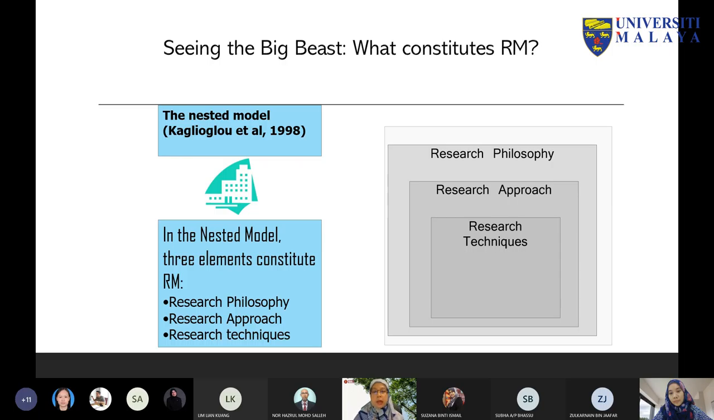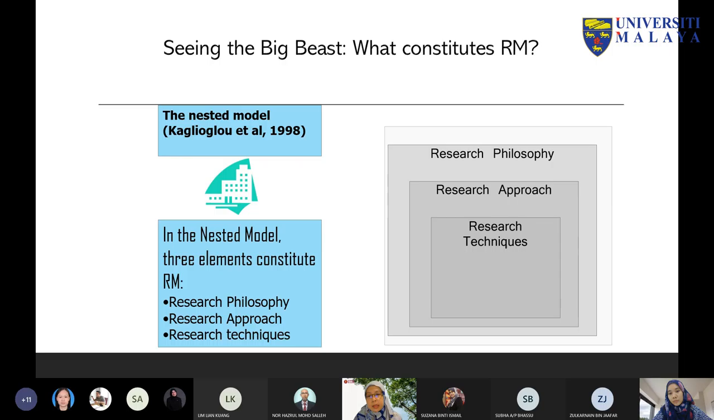You want to have inside your study. So after you discuss the paradigm, you can have the research approach. And when you have the approach, the third layer is about collecting the data on the site. So that will be the data collection technique and data analysis technique as the third component. I will say the third element, because Kagioglu's model called this an element.